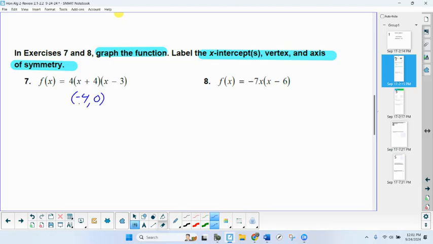-4, 0. That's not a decimal point. I dragged my hand. Okay, and what about this one? 3, 0. So that means over here at 1, 2, 3, 4. Over here at 1, 2, 3. How do I find the axis of symmetry? It's in the what? How do you find the middle?